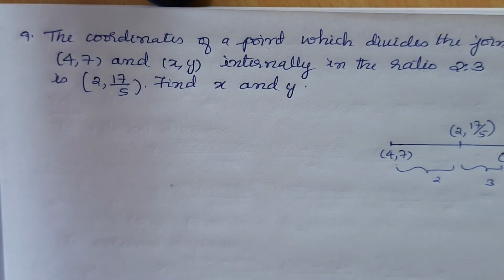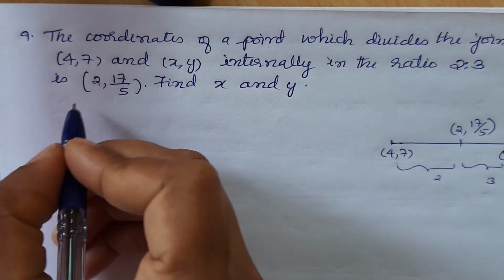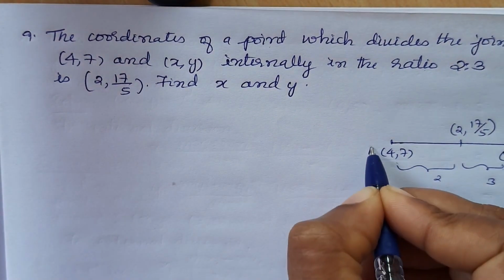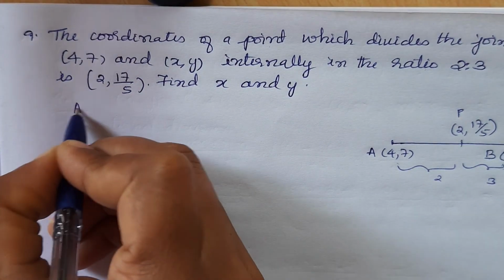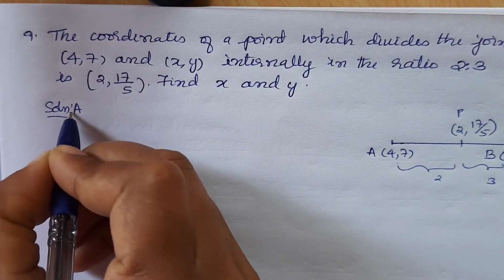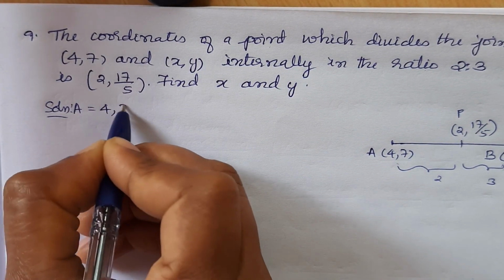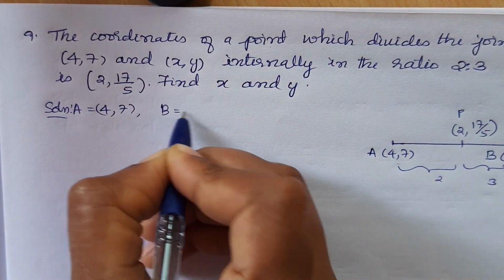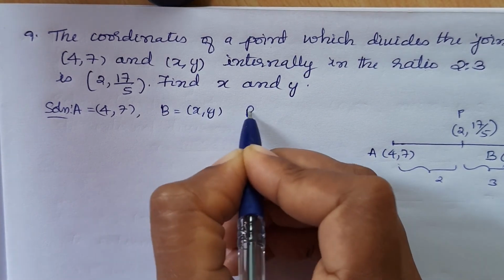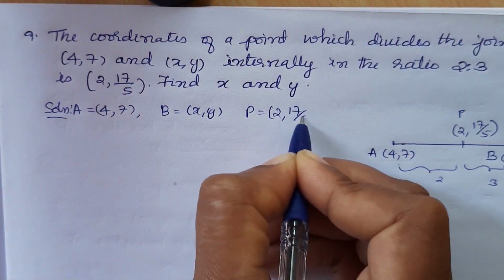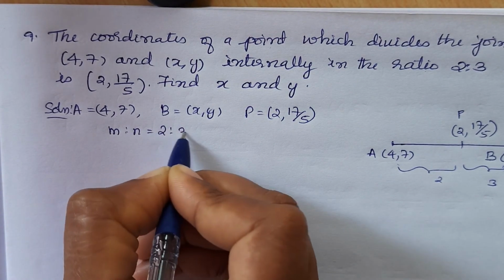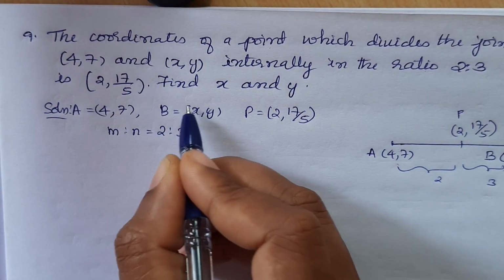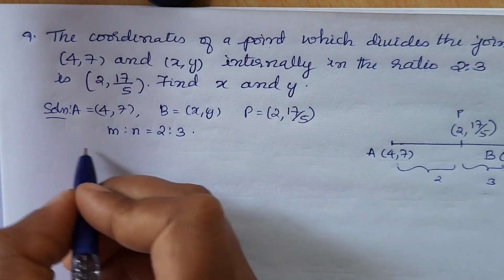So this is a clear case of the section formula by internal division. So we will write what is given to us. I will call this point A, this point B and this point P. So in the solution, A is given to be 4, 7. B is given to be x, y. P is given to be 2, 17 by 5. Ratio m is to n is also given, that is 2 is to 3. I will have to find this point P.